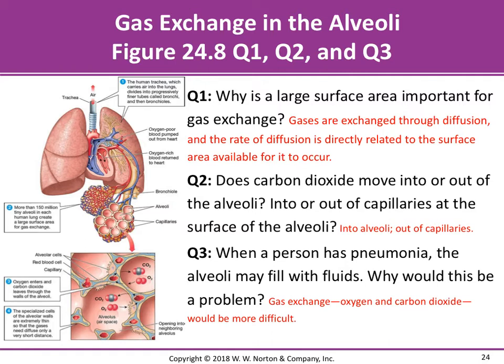So when a person has pneumonia, the alveoli may fill with fluids, which would be this. Why would this be a problem? Gas exchange. This is the problem really with COVID-19 and with any sort of pneumonia, where the alveoli become stiff. They fill up with various liquids or with white blood cells, inflammation, and they can't exchange gases. And so you get into a situation of respiratory distress. Acute respiratory distress, that's when you have to be put on a ventilator.